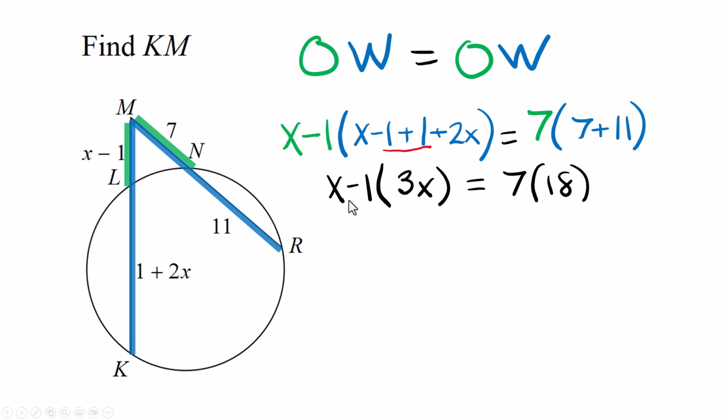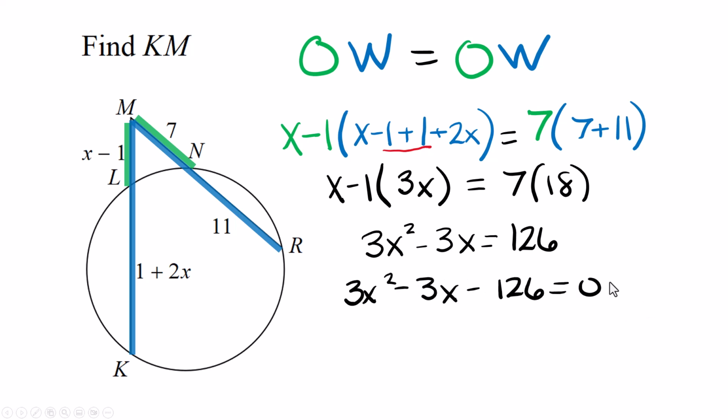So I have to take the 3x times the x. That is going to give me 3x squared. And then I have to take the 3x times the negative 1, which is going to give me a negative 3x. And that equals 7 times 18, 126. Subtract the 126 from both sides, and you have a 0 on that side, and now we have a trinomial that you can factor. But the first thing we're going to do is probably take a 3 out.